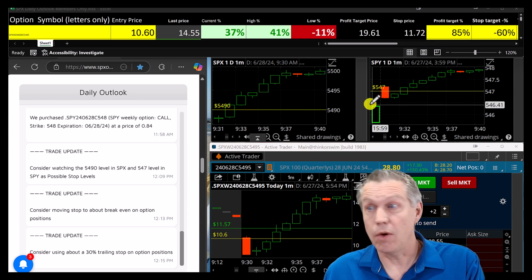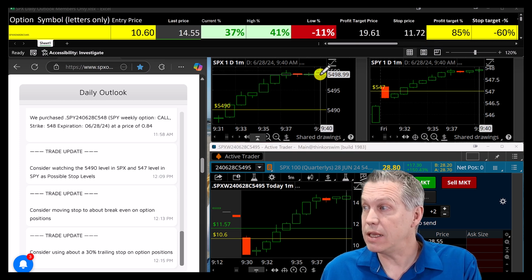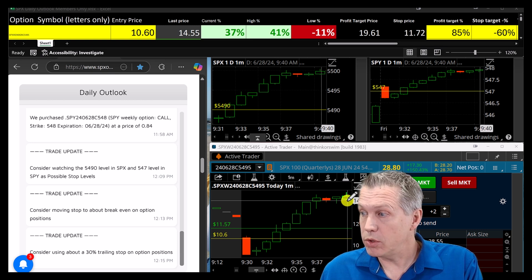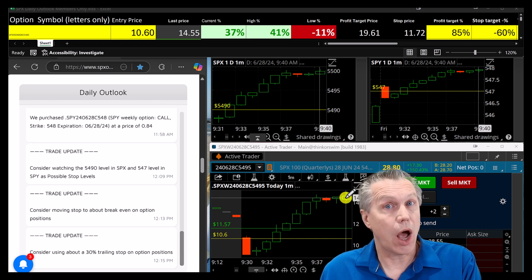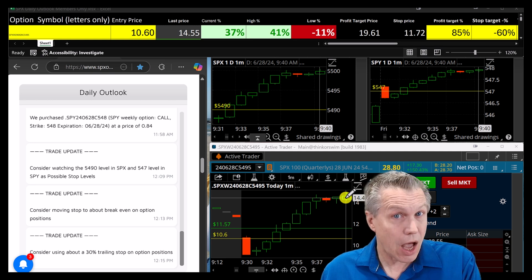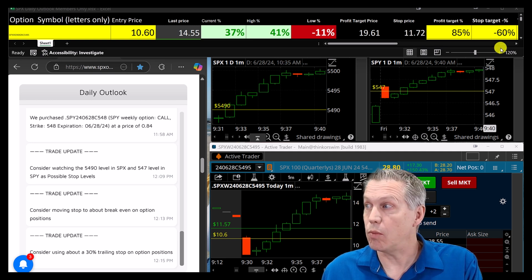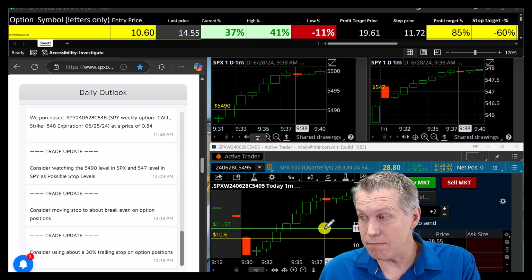Here we are at the end of our 940 bar now. The market continues to run higher. We'll notice that there's a new high level on our option, which means that our trailing stop price value changed as well. With a 30% trailing stop with a new high, now our stop price is 11.72 instead of 11.57.